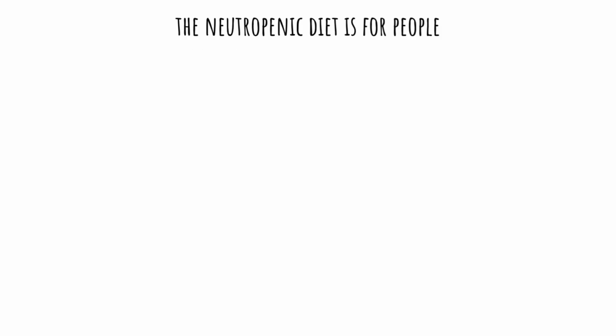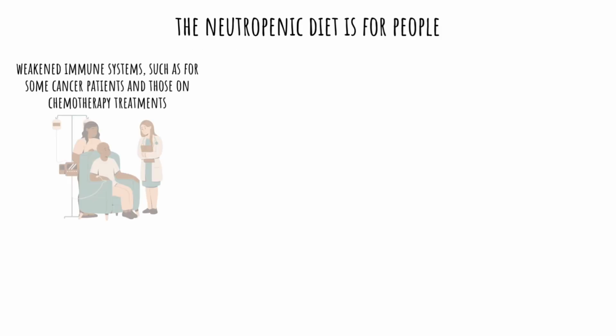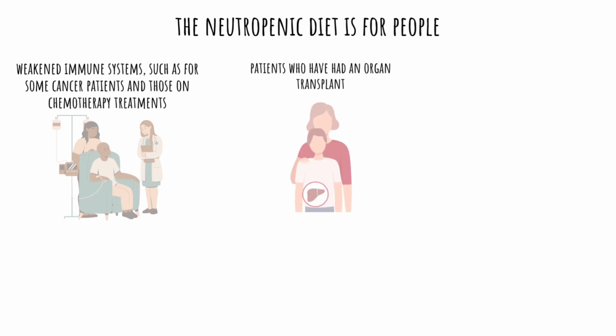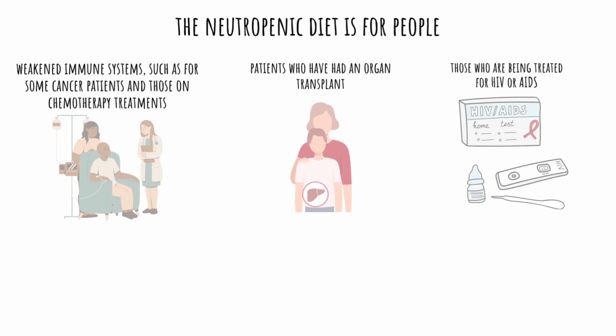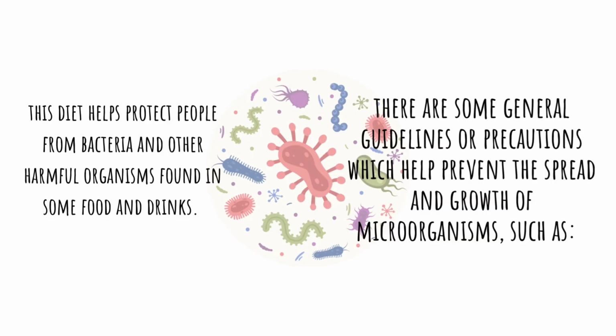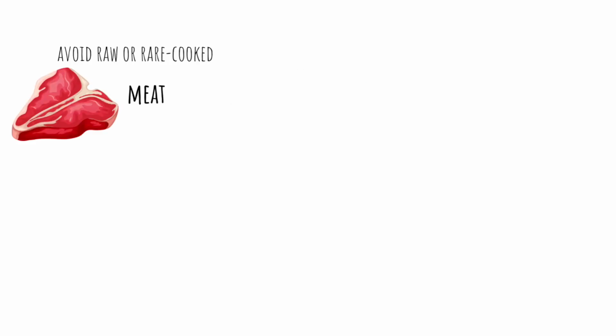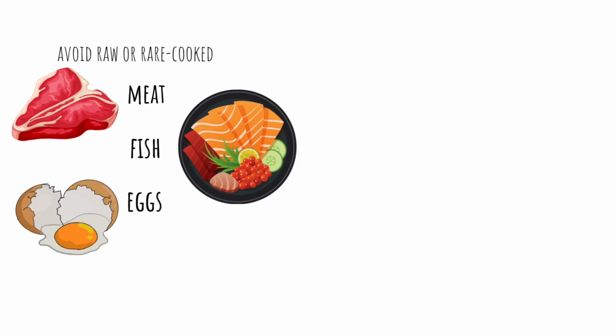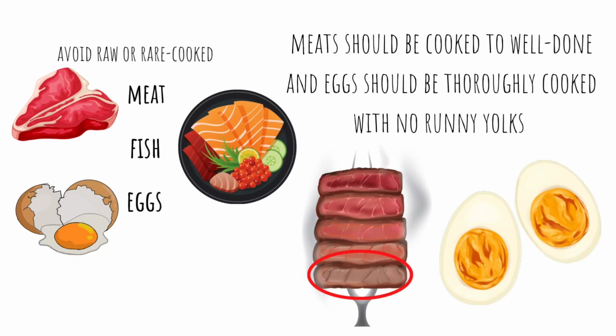The neutropenic diet is for people with weakened immune systems, such as for some cancer patients and those on chemotherapy treatments, patients who have had an organ transplant, those who are being treated for HIV or AIDS, and then some pregnant women. This diet helps protect people from bacteria and other harmful organisms found in some food and drinks. There are some general guidelines or precautions which help prevent the spread and growth of microorganisms such as avoiding raw or rare cooked meat, fish, and eggs. Meat should be cooked to well done, and eggs should be thoroughly cooked with no runny yolks.